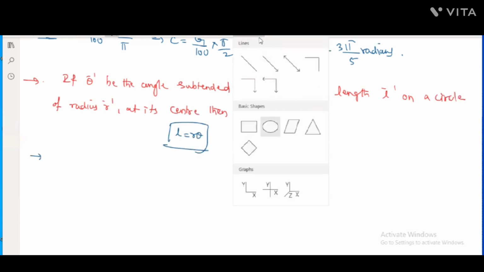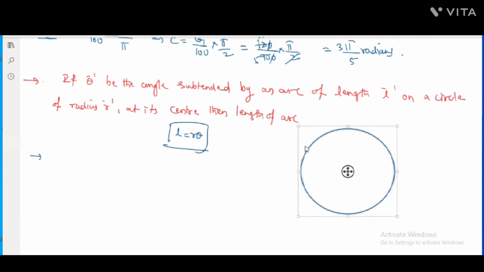So diagrammatically, let's see what they are asking. This is a circle, and this is the given radius R, and from here to here, this length is given as L. So how can we find this L? When this arc makes an angle theta at the center, how can we find the length in this way? And what about this area? How can we find the area of this sector?